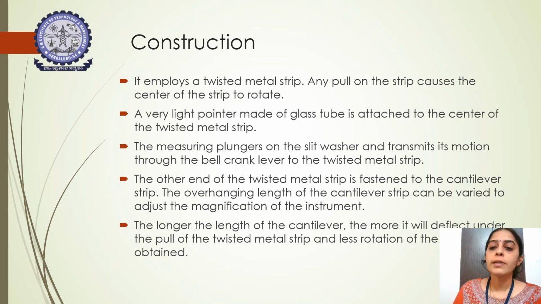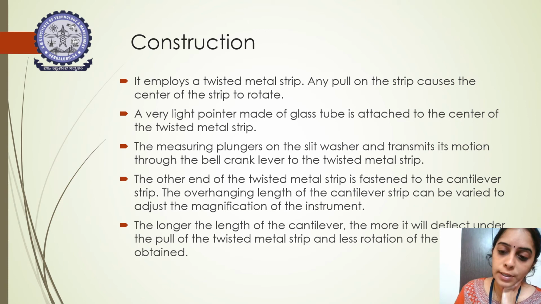So this pointer is attached to the center of the twisted metal strip, and then the measuring plunger slides on the slit washer and transmits its motion through the bell crank lever to the twisted metal strip. This plunger, which is present on the washer, will transmit the rotation motion to the bell crank lever mechanism, which is being used in this comparator for twisting the metal strip.